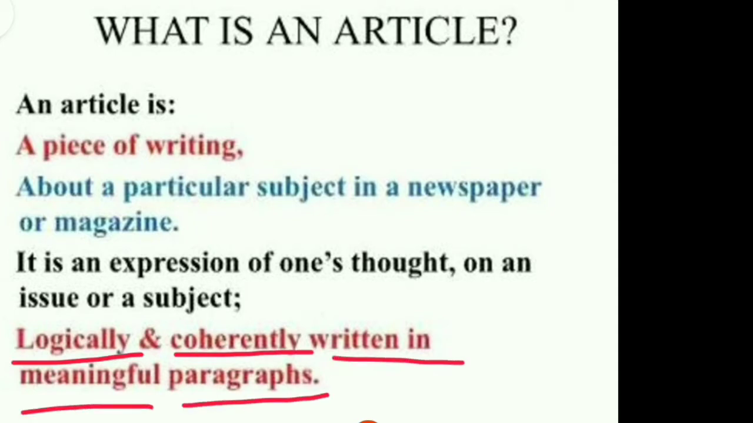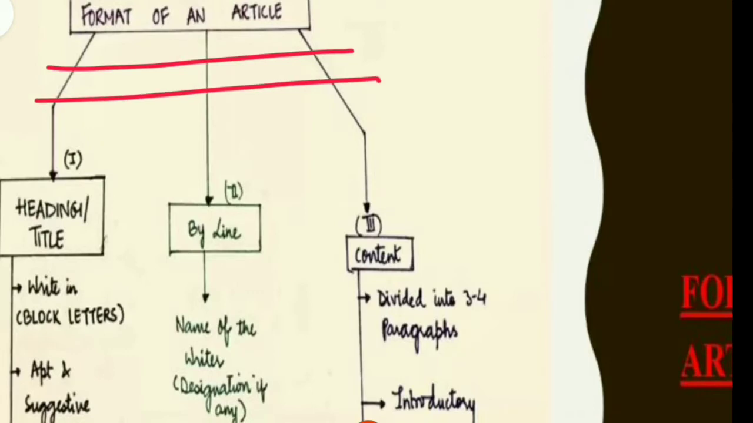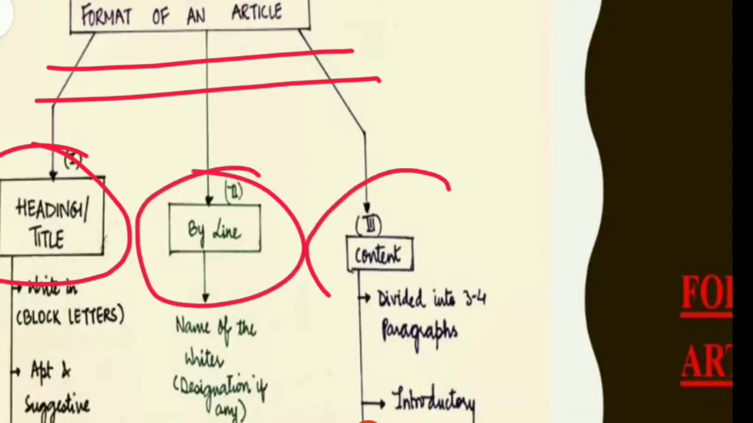It should have some connection to the audience. Then only it will be interesting. So, whichever topic you will get, you will try to relate it to the audience. Let's talk about the format of an article. At first, we have to write heading, then we will write byline, and then the content. Let's talk about all these three individually.